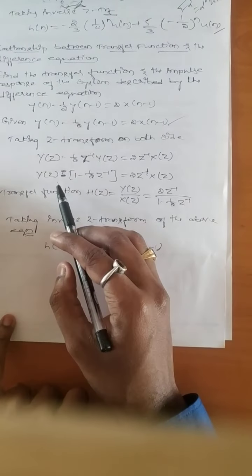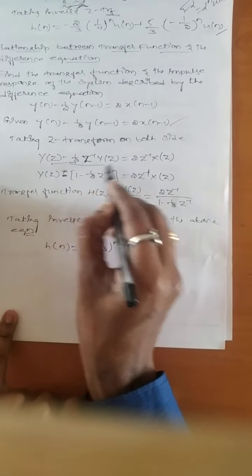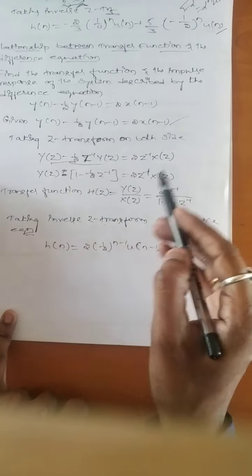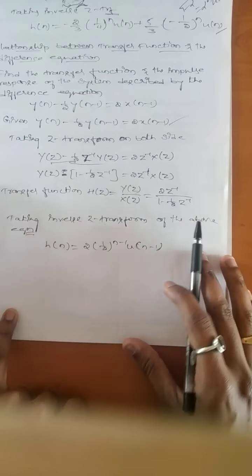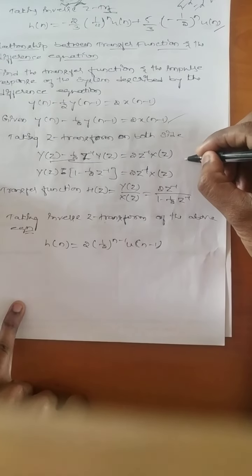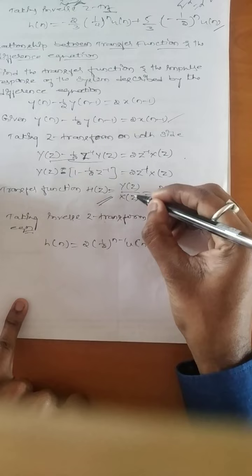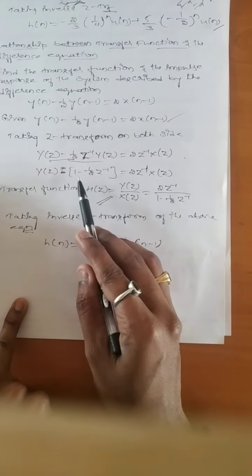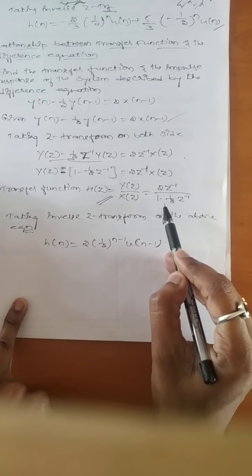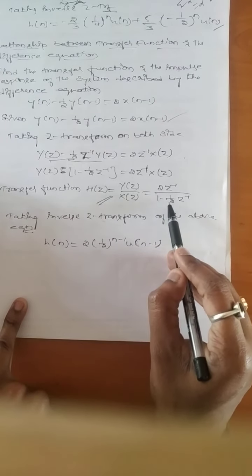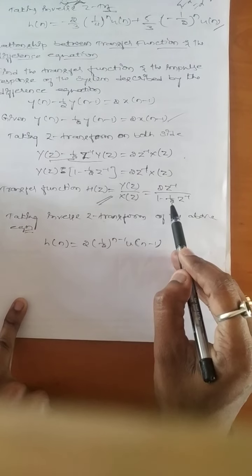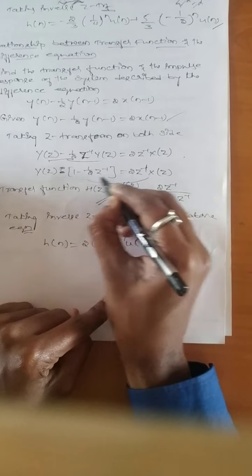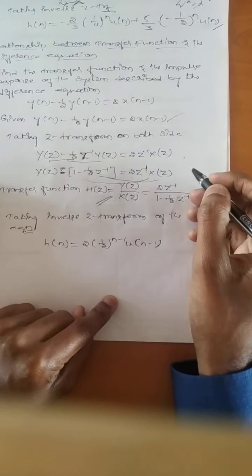Next you take Y of z common from this equation. You will get Y of z into 1 minus 1 by 2 z inverse is equal to 2 into z inverse X of z. Now what is the transform analysis? That is H of z. H of z is equal to Y of z divided by X of z. So here is the equation: H of z is 2 z inverse divided by 1 minus 1 by 2 z inverse. If you want, you just transfer this equation to the denominator.